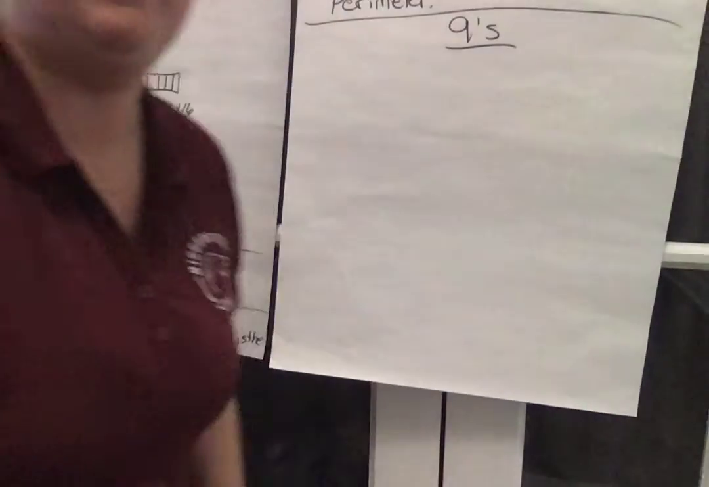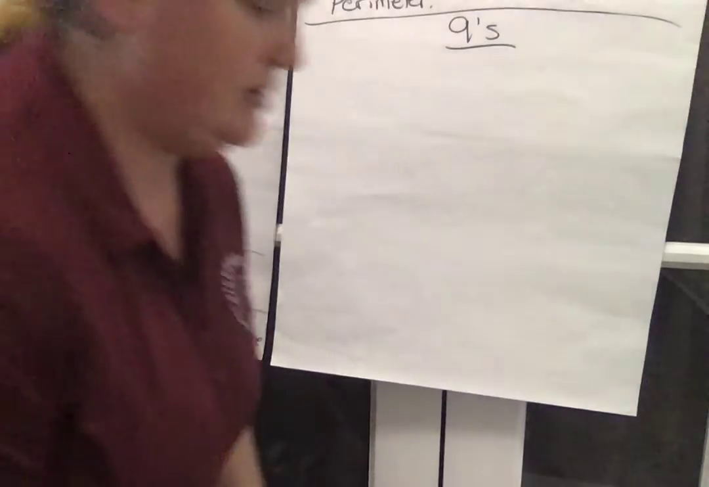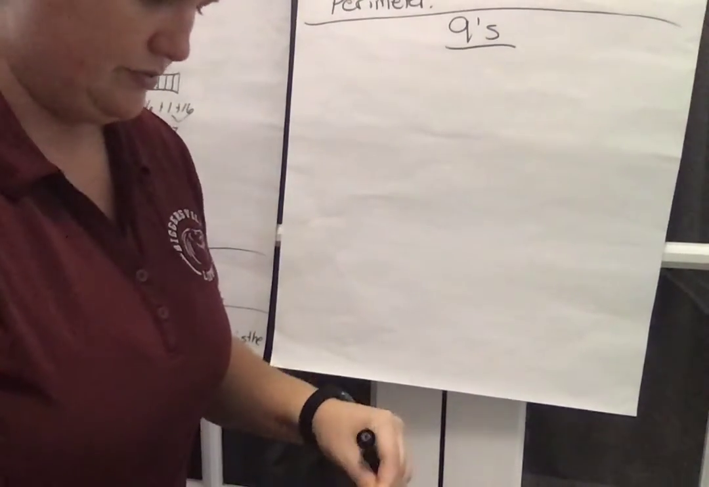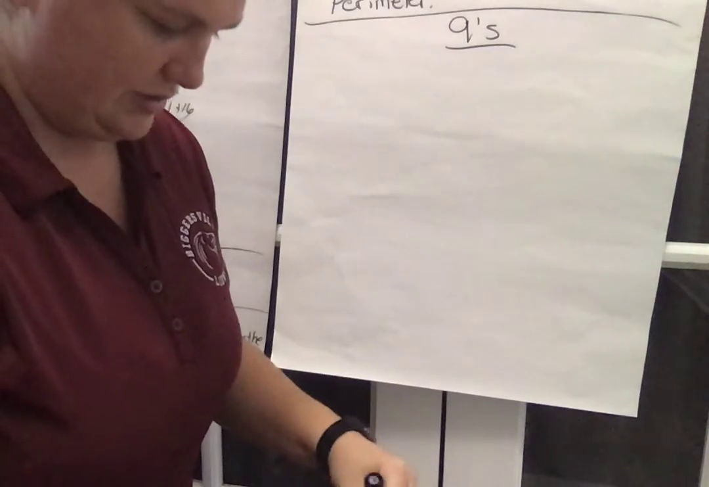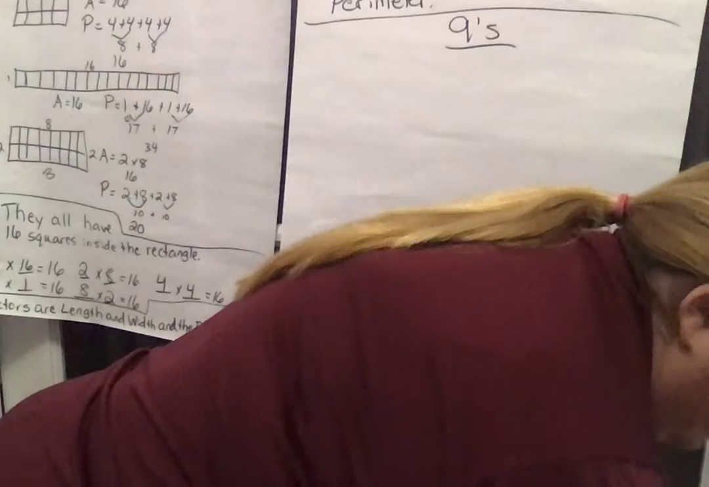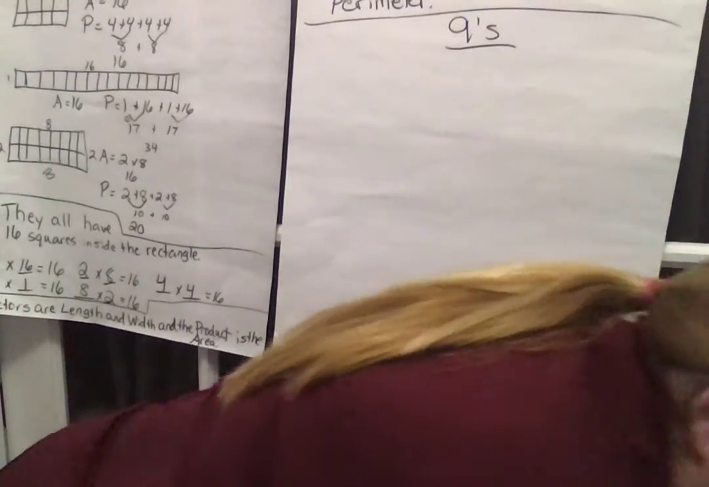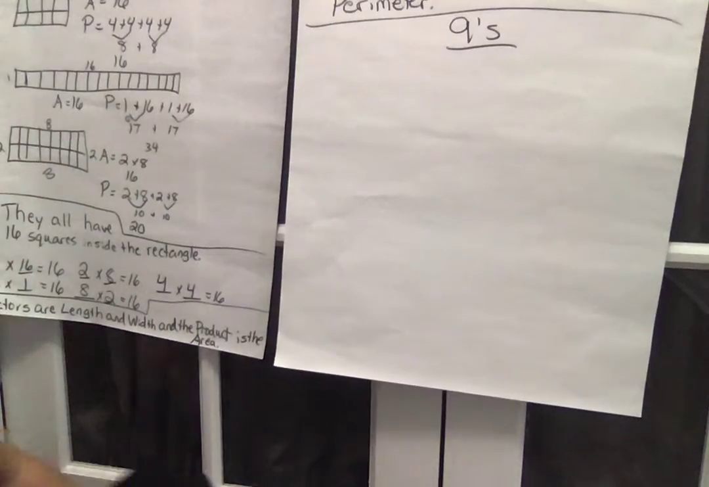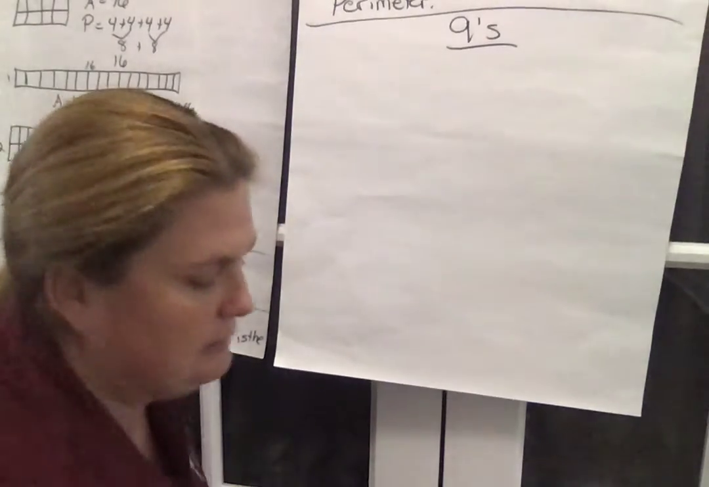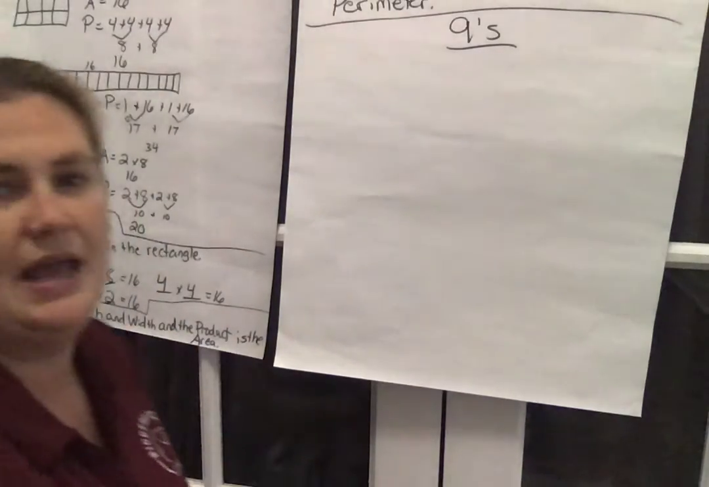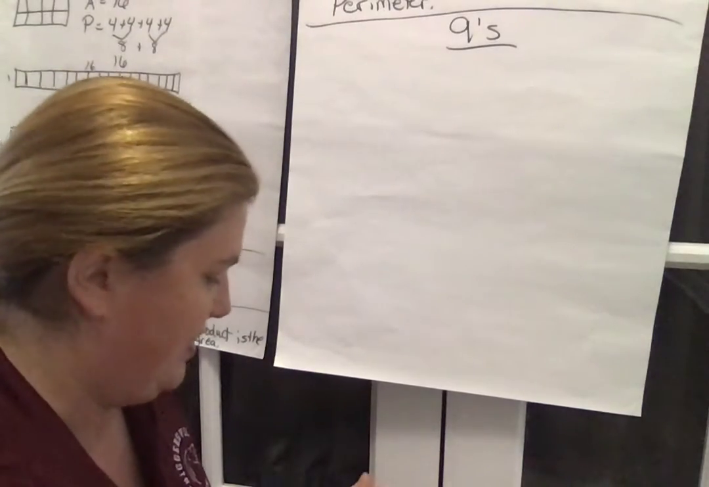So we're now in our interactive notebook, and I want to go over some things about nines with you that I want you to write down in your interactive notebook. Nines to me are one of the more fun multiplication facts because there's so many tricks and things that you can use to help you figure out your nines. So one thing that will work with nines is a counting method.